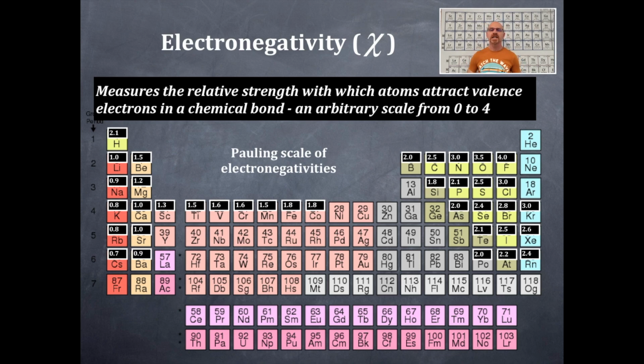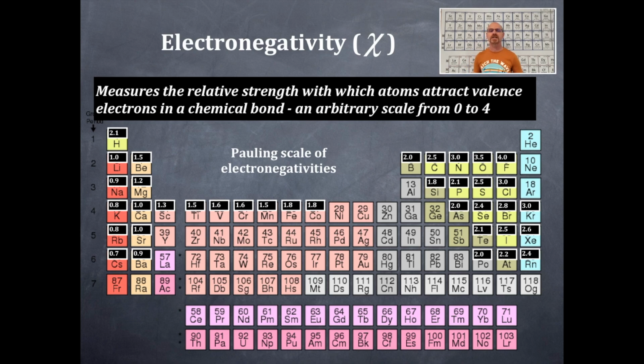Welcome to chemistry. Today we're going to be talking about electronegativity, and I'm going to write what it says on the slide there, and that's the definition of electronegativity. Electronegativity measures the relative strength with which atoms attract valence electrons in a chemical bond.